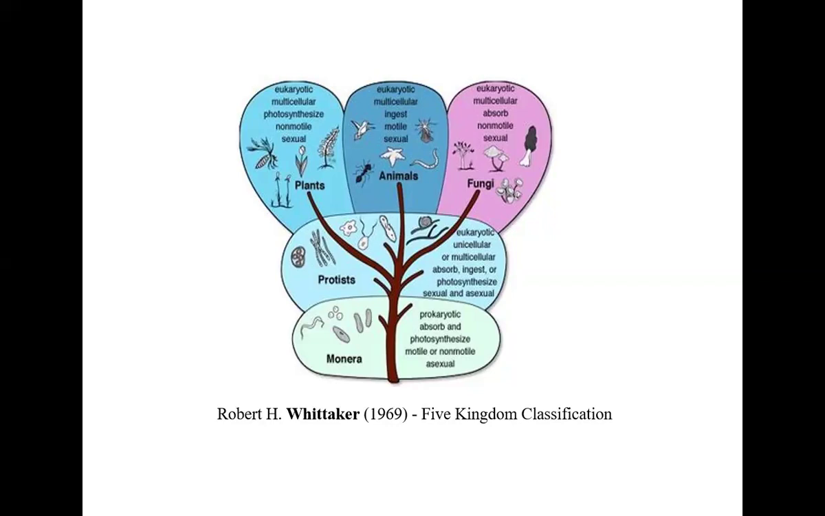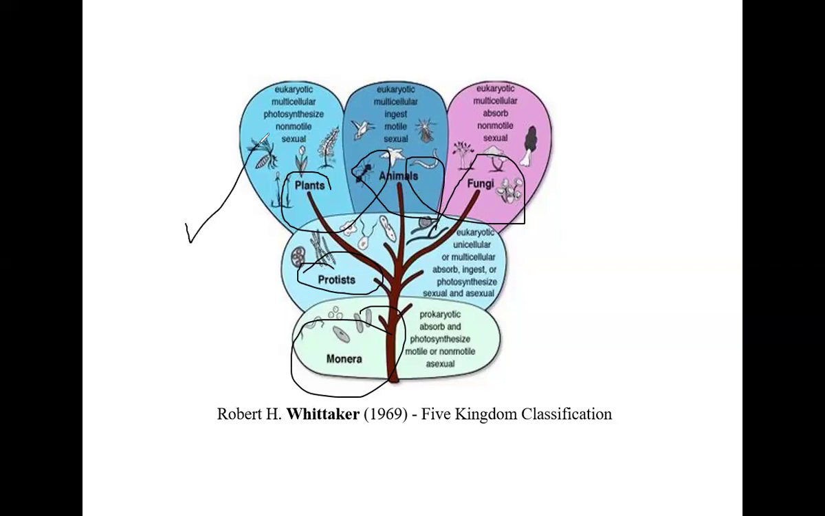Do you know the Whittaker classification? Whittaker's five kingdom classification. What are those five kingdoms? Plants, animals, fungi... Monera, Protista, Fungi, Plantae, Animalia. Okay, these are the five groups.